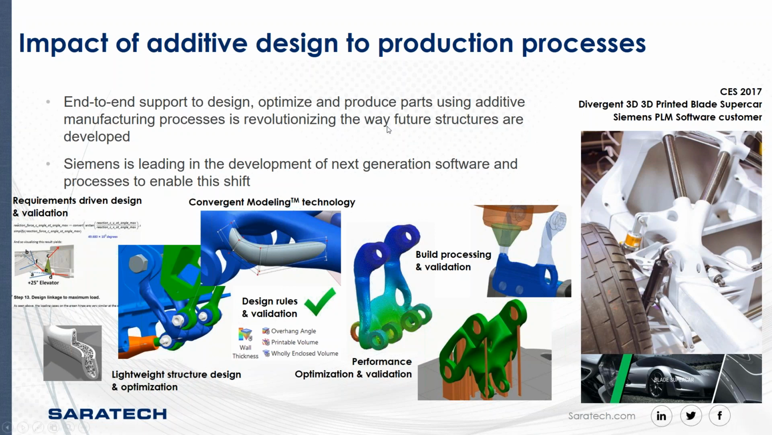and then you can crank out a prototype or a model. So with the impact of additive design and production processes, you have your end-to-end support to design, optimize, and produce parts using additive manufacturing processes. Siemens in particular is leading in the development of next generation software and processes to enable this shift. So you have the ability to do requirements-driven design and validation, lightweight structure design optimization, design rules and validation, performance optimization and validation, and lastly, build processing and validation.